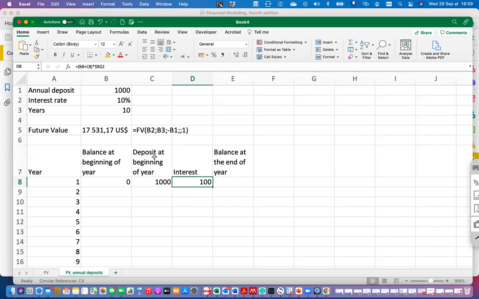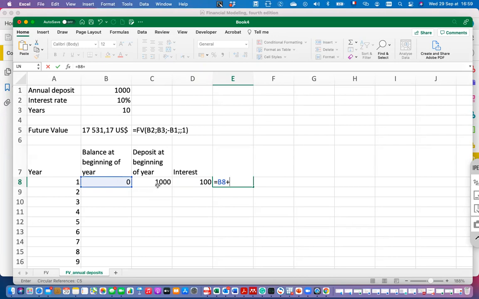خلصنا من هذا. The last column, balance at end of the year, is equal to the balance at the beginning of year plus the annual deposit plus the interest.